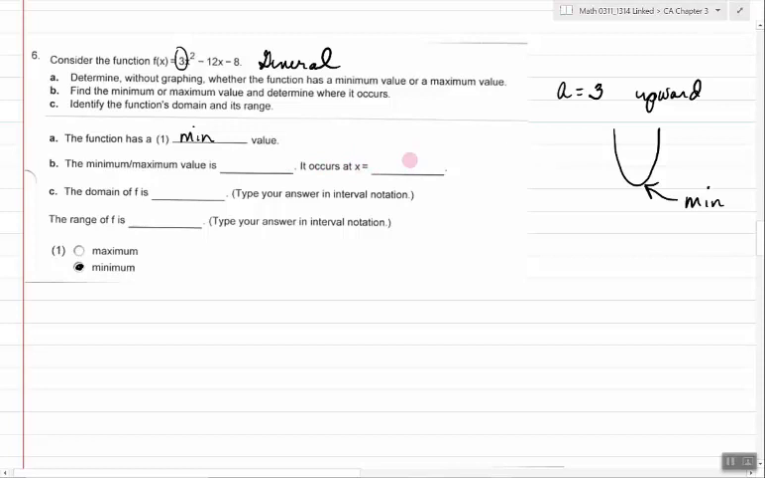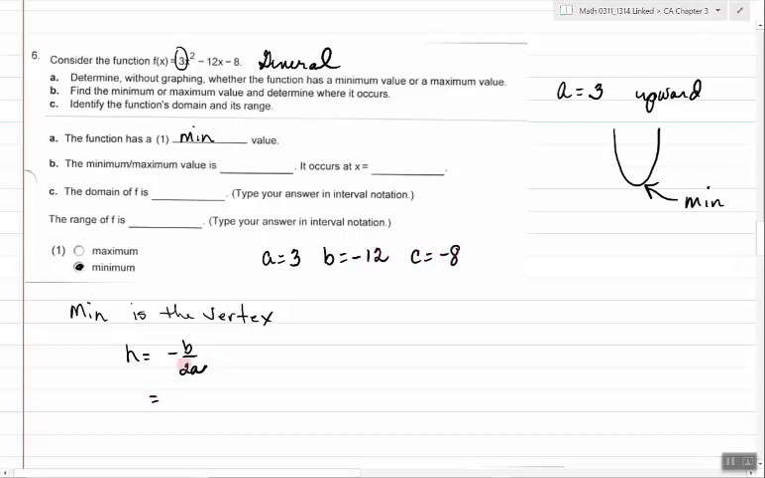So let me show you what to do when you find the minimum. It is the vertex. How do you find the vertex? One way, h is equal to -b over 2a. Looking up here, I can see that a is 3, b is -12, c is -8. So this is the opposite of b, so it's going to be 12 over 2 times 3. 2 times 3 is 6, goes into 12 2 times.